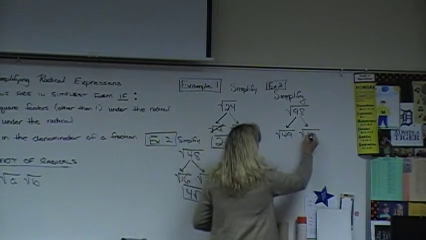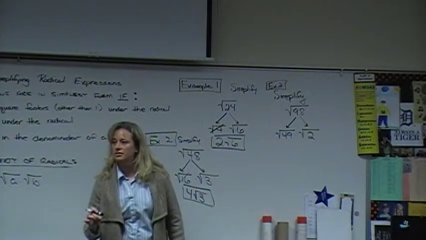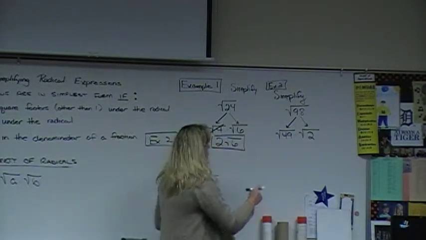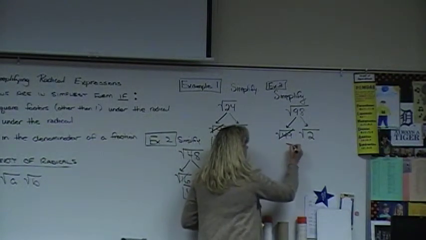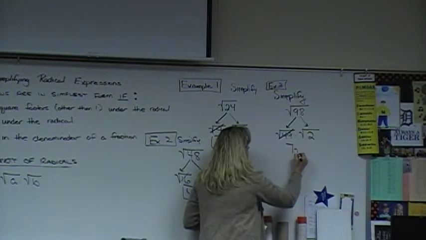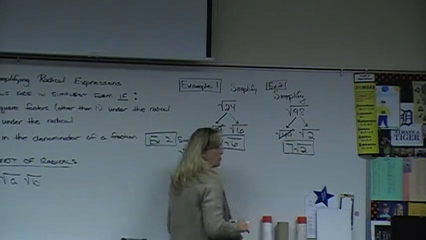2, right, good. All right, what is the square root of 49? So if you don't know that, go back to the other side. You should know that though. And what the square root of 49 is? 7. What do we bring down? The square root of 2. And we have our answer in simplified form.